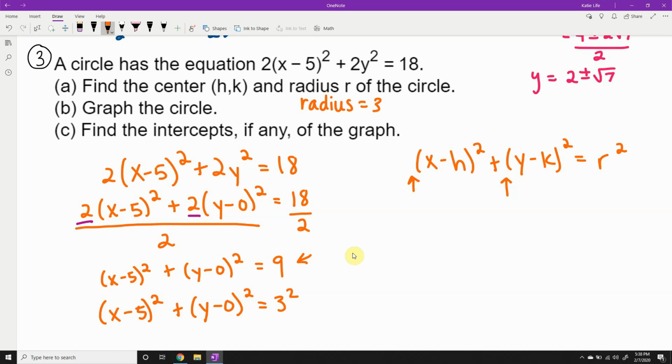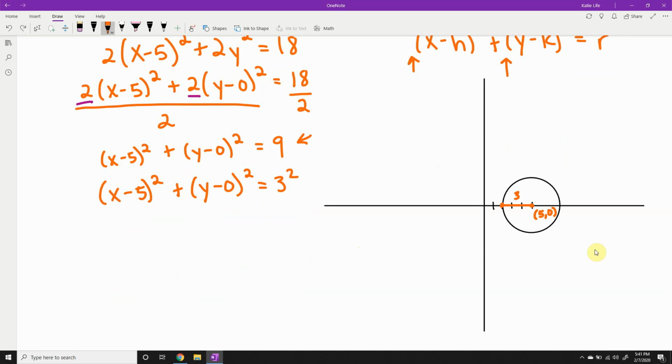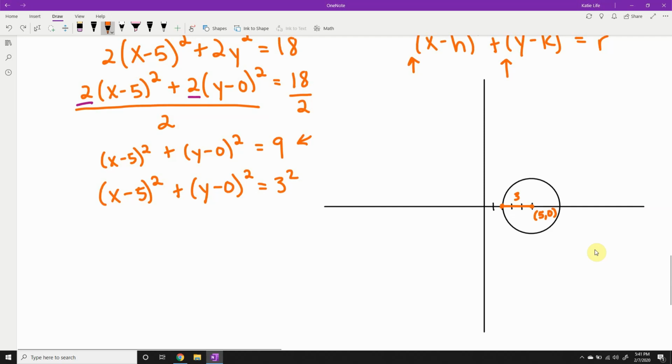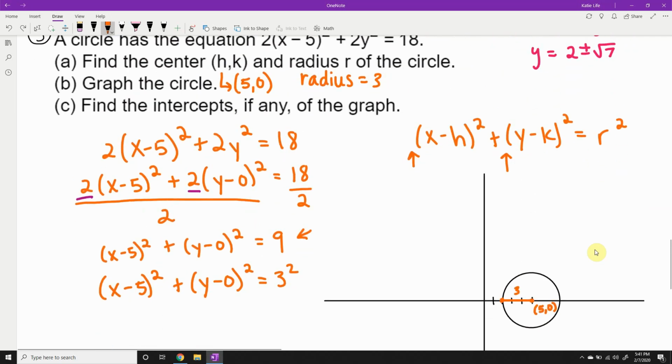So h, k is 5, 0. And that's enough for me to graph the circle. So there's my circle with the center point at 5, 0 and a radius of 3. What I want to answer now is the intercepts, if any, of the graph.